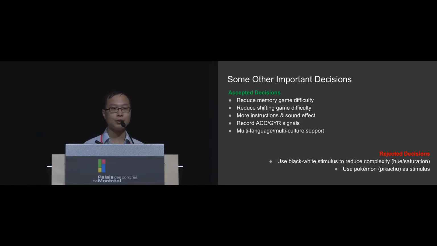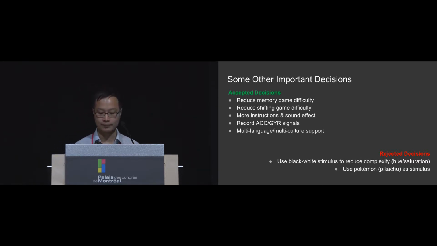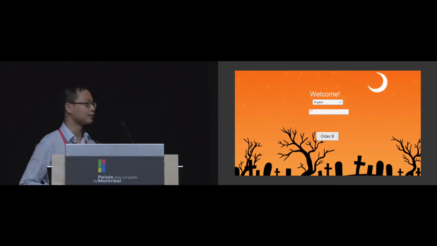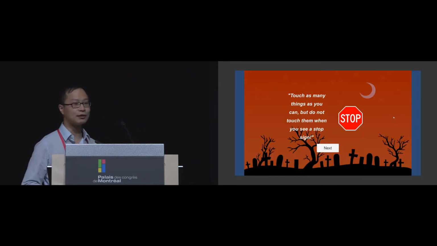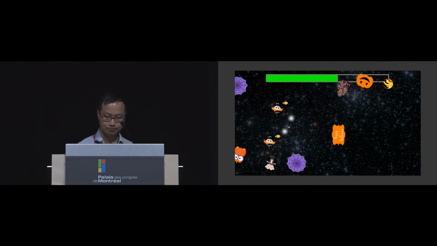For instance, we don't want to use black and white stimuli, even though they are more controlled in hue and saturation. And we don't want to use cartoon animations, for instance, Pikachu, because it's hard to analyze the social component for cartoon characters. And we also have some holiday versions, for instance, the Halloween version last year. It is just for fun, and the data are not collected for analysis.